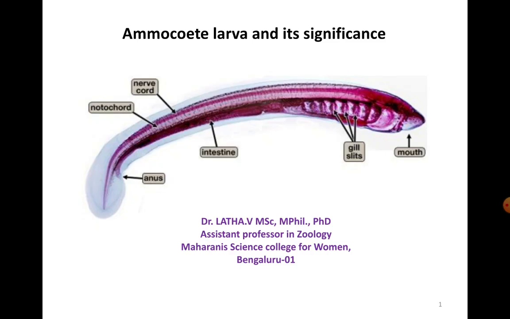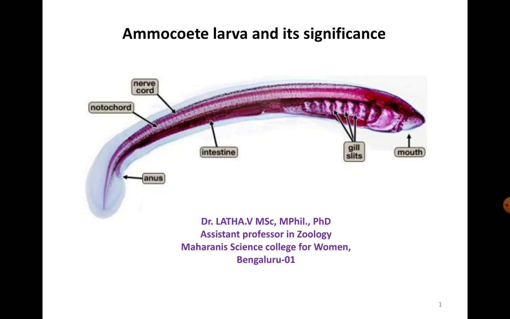So you should recollect that while discussing the classification of chordates, we said it is divided into two divisions: agnatha and gnathostomata. Agnathans are the ones without jaws, and gnathostomatans include all the vertebrates with jaws. So here Ammocoete larva is a larva of Petromyzon, and Petromyzon comes under Cyclostomata, which is an agnathan.